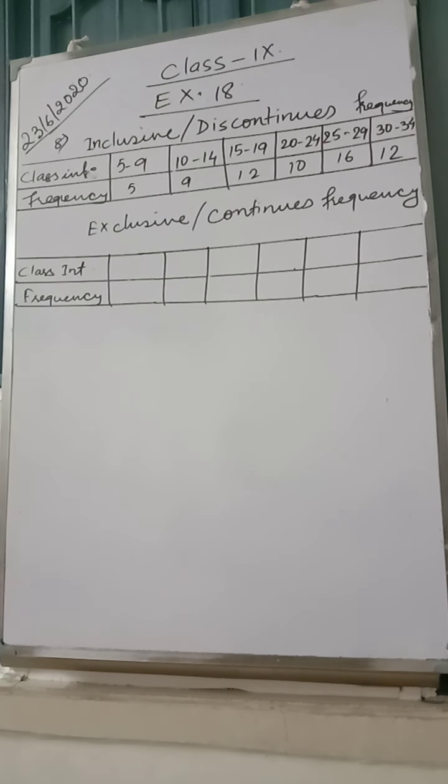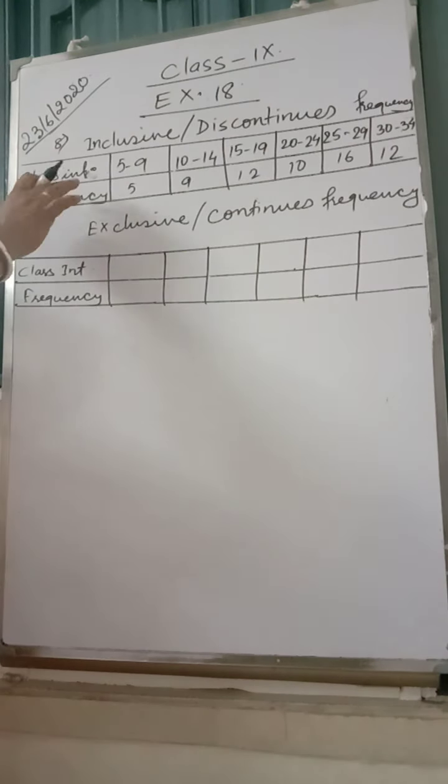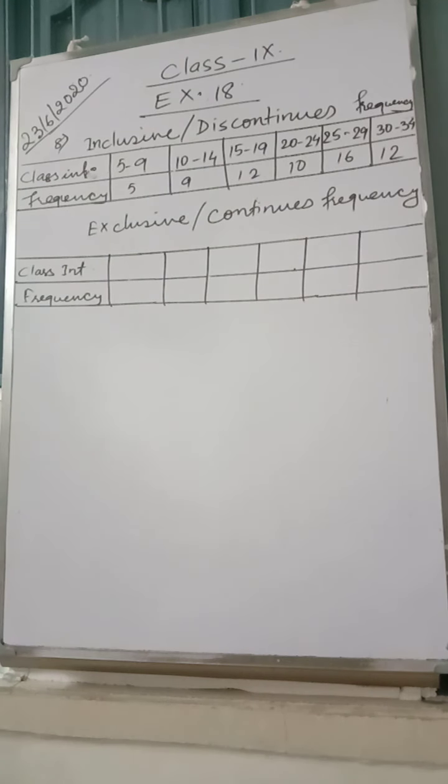Look at question number 8. In this question, you are given an inclusive or discontinuous frequency table. You can see the class interval starts from 5, ends at 9, again starts from 10, ends at 14, again starts from 15, ends at 19. So we cannot draw the histogram if the class interval is discontinuous or inclusive.